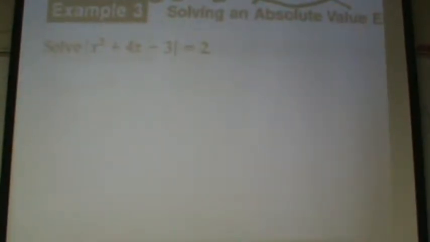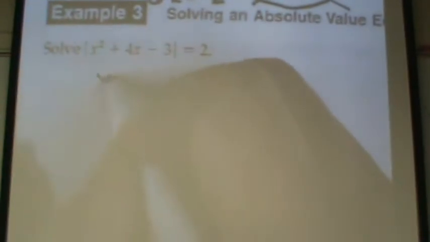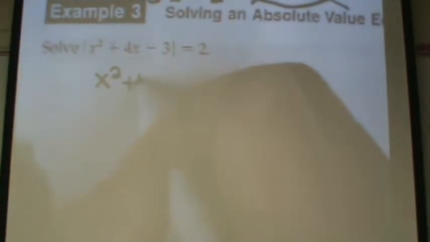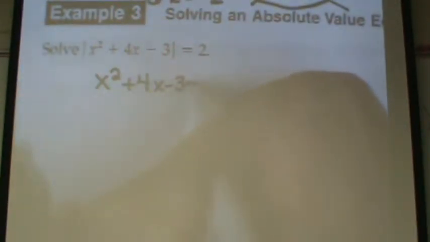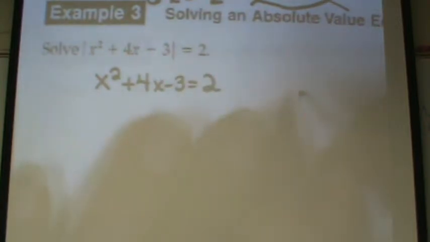What are the 2 problems? You're going to split it up into 2. What are the 2? One of them is x squared plus 4x minus 3 equals 2. And the other one would be x squared plus 4x minus 3 equals negative 2. So you just do a positive 2 and a negative 2.